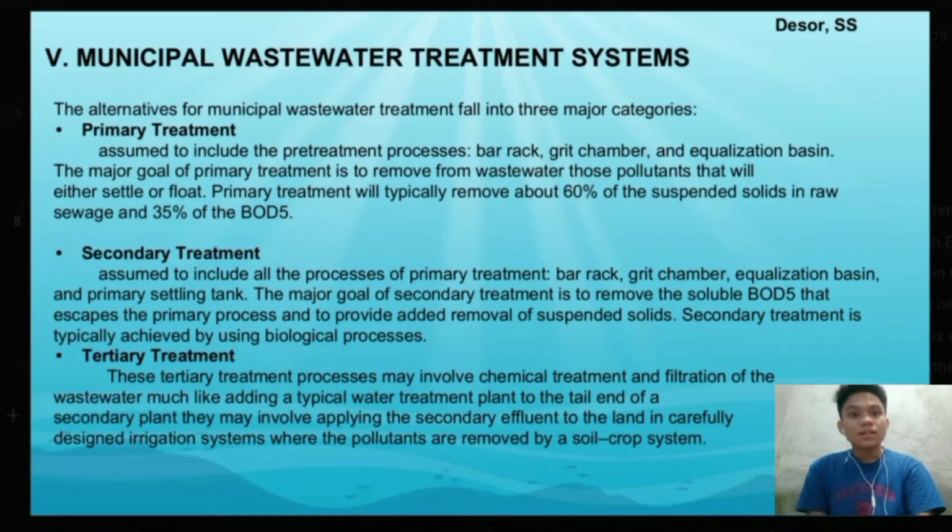The third is the tertiary treatment. It may involve chemical treatment and filtration of the wastewater, much like adding a typical water treatment plant to the end of the secondary plant. It may involve applying the secondary effluent to the land in carefully designed irrigation systems where the pollutants are removed by a soil crop system.